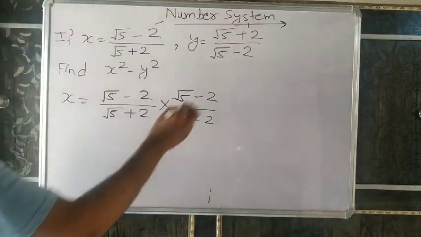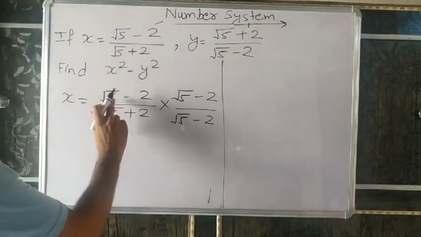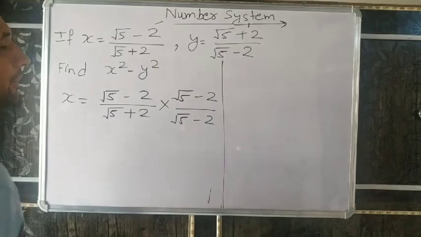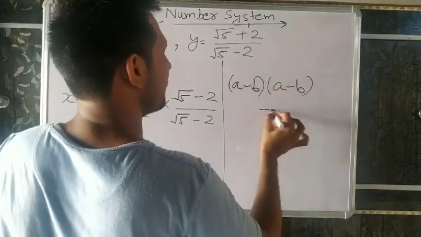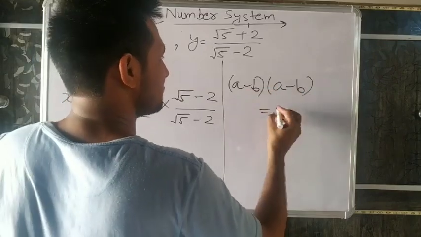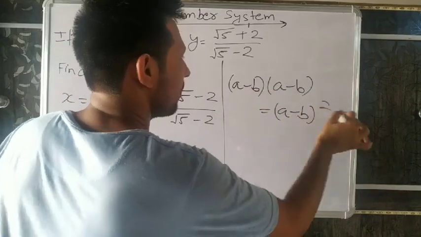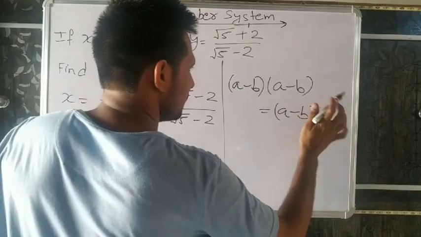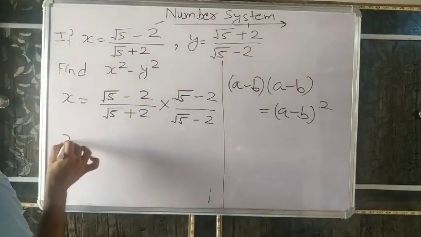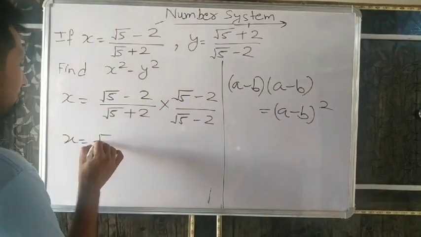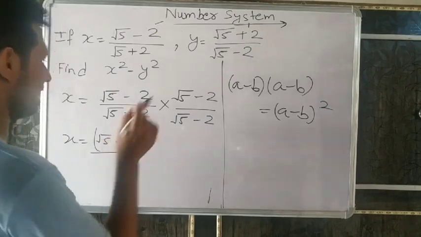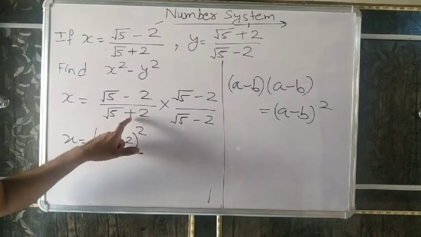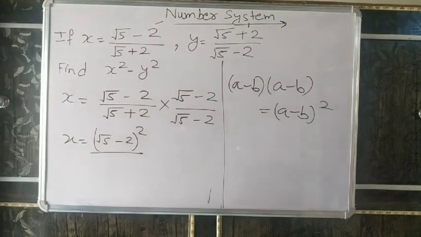Now, it is the formula. A minus B, A minus B. What becomes? Base is same, powers add, A minus B whole square. So x equals root 5 minus 2 whole square, divided by A plus B into A minus B. What is the formula? A square minus B square.